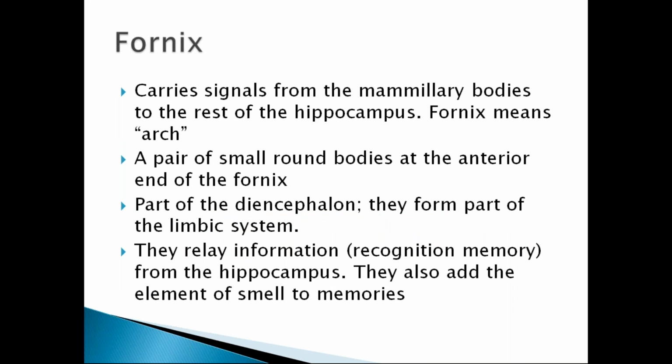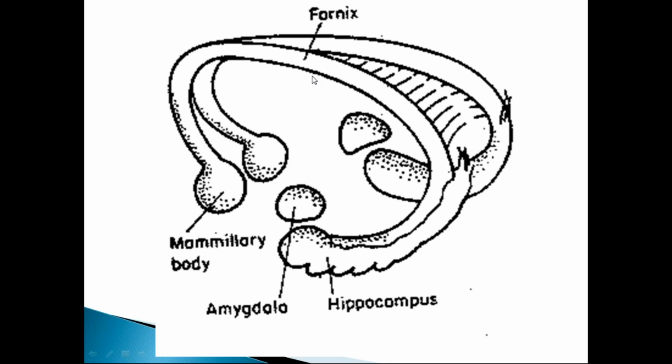Now the fornix. The fornix carries signals from mammillary bodies to the rest of the hippocampus. Fornix means arch. A pair of small round bodies at the anterior end of the fornix. Part of the diencephalon, they form part of the limbic system, which has to do with emotions and memories. They relay information, recognition memory from the hippocampus. They also add the element of smell to memories. And here is the fornix, right here.